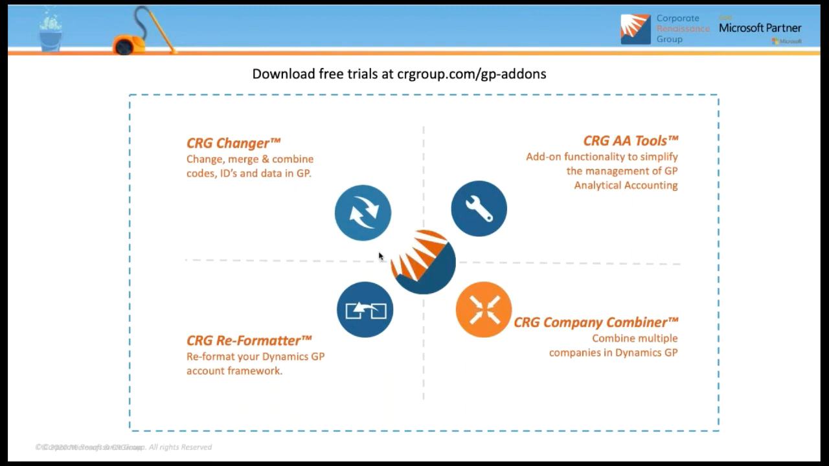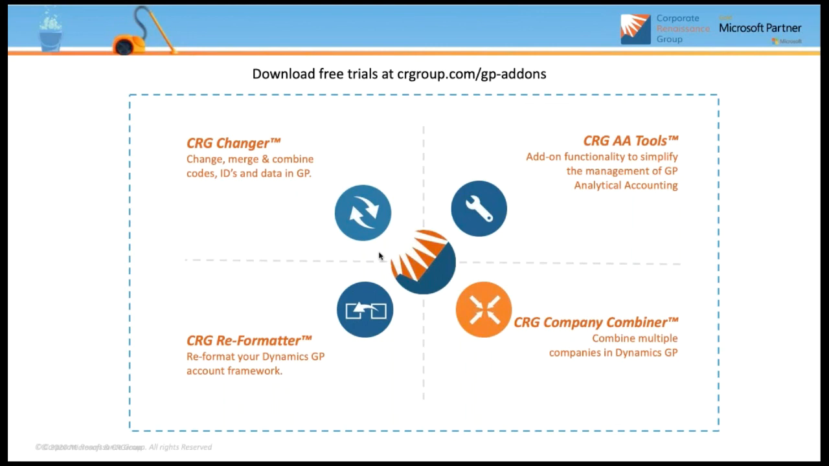We also support a chart of accounts restructure with Reformatter. So if your account format is locked and you want to add a segment to it, but you can't because you or your partner locked the framework when you deployed GP, Reformatter will allow you to break that lock and extend the number of segments that you have in the system. And it's the only tool out there that will do that. So if you're in that situation, you need it.